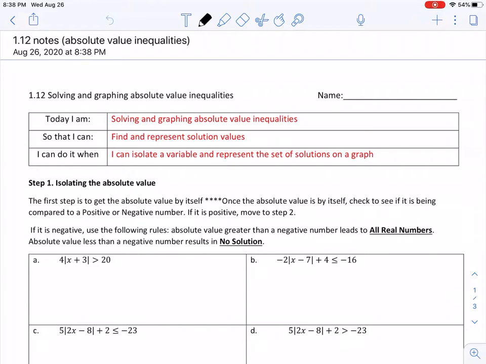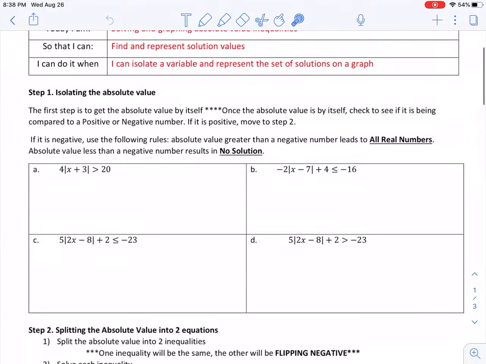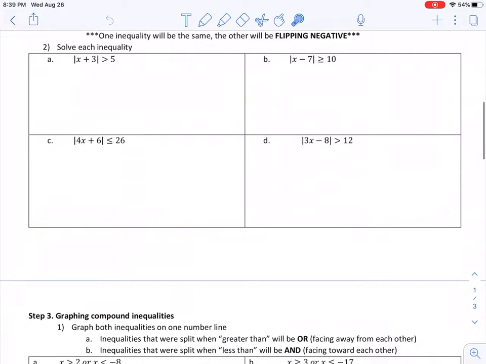Today we are going to be solving and graphing absolute value inequalities so that we can find and represent solution values, particularly on a graph. So you'll be able to do it when you can isolate a variable and then represent the set of solutions on a graph. This is going to be broken down into several steps. I'm going to show each step in its own little practice area and then move on to the second part of the step.